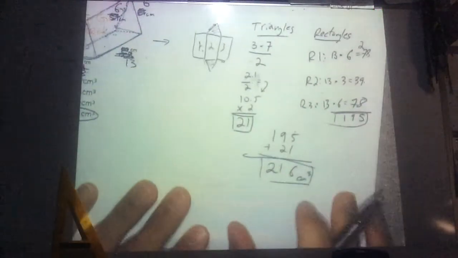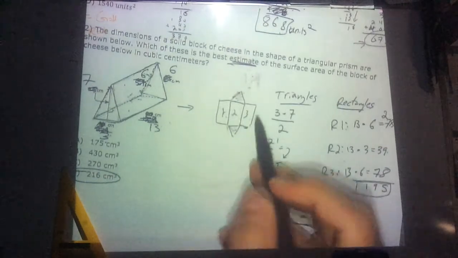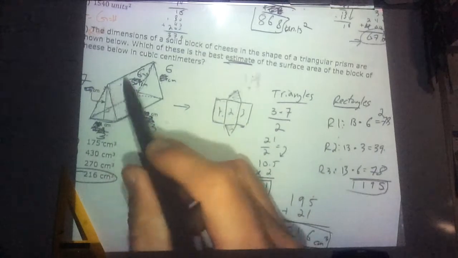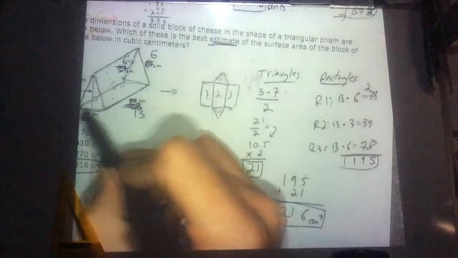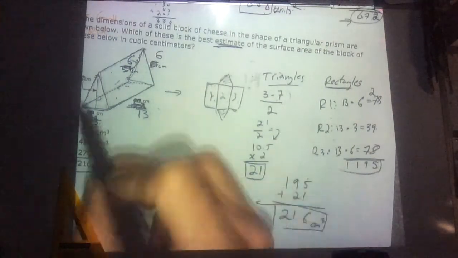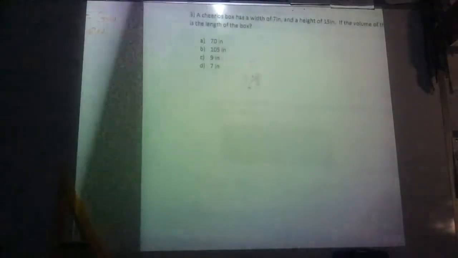Now, the way that I did it, I drew a net and kind of unopened the shape and realized that there are 3 rectangles, and I calculated the area of each rectangle, and also calculated the area of the 2 triangles. Base times height divided by 2, but then I multiplied by 2 because there are 2 triangles. Okay, last problem.